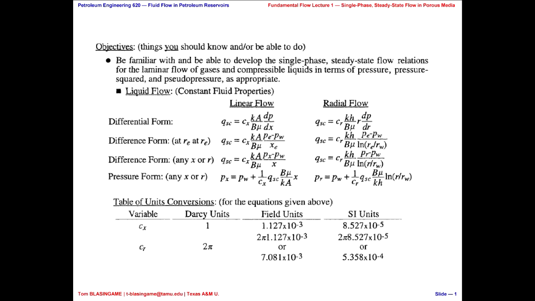What's the cross-sectional area for a rectangle? Well, it's just that area at the end of it. What's the cross-sectional area of flow for radial flow systems? It's 2 pi r. Okay, so we have to factor in the 2 pi r. So what is Cx and Cr?